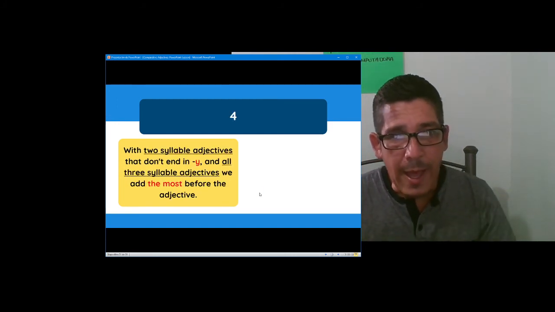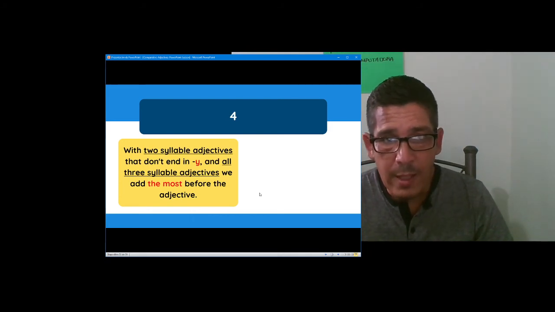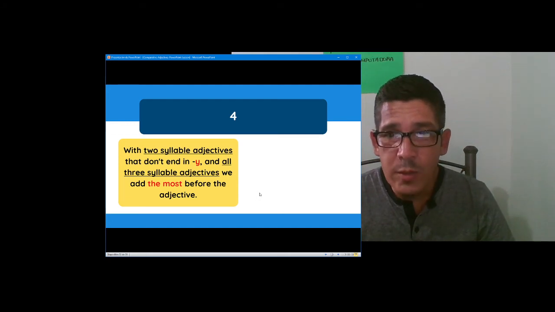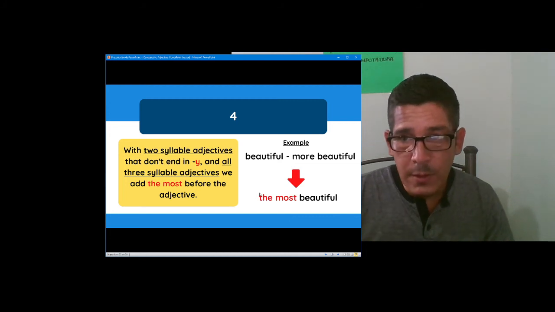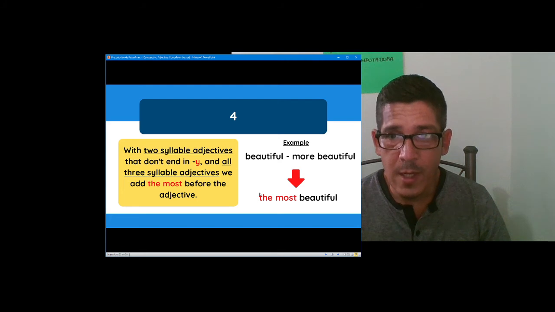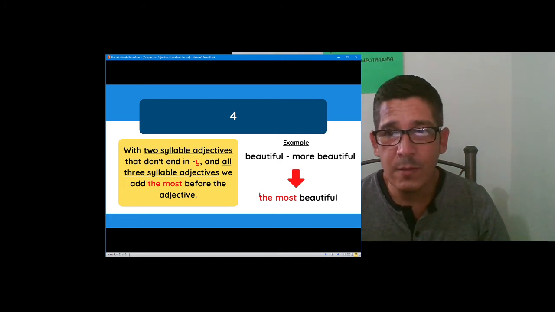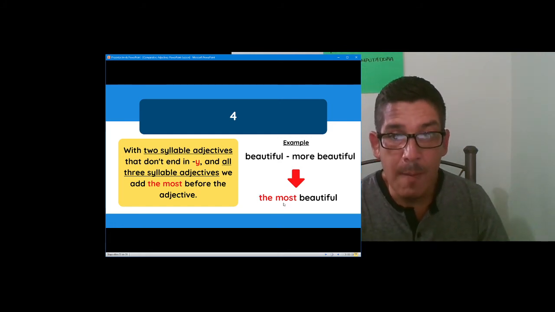With two-syllable adjectives that don't end in y and all three-syllable adjectives, we add the most before the adjective. For example, beautiful in the comparative, more beautiful. In the superlative, the most beautiful. If you translate that, it says hermosa, más hermosa y la más hermosa o el más hermoso, the most beautiful. Okay?